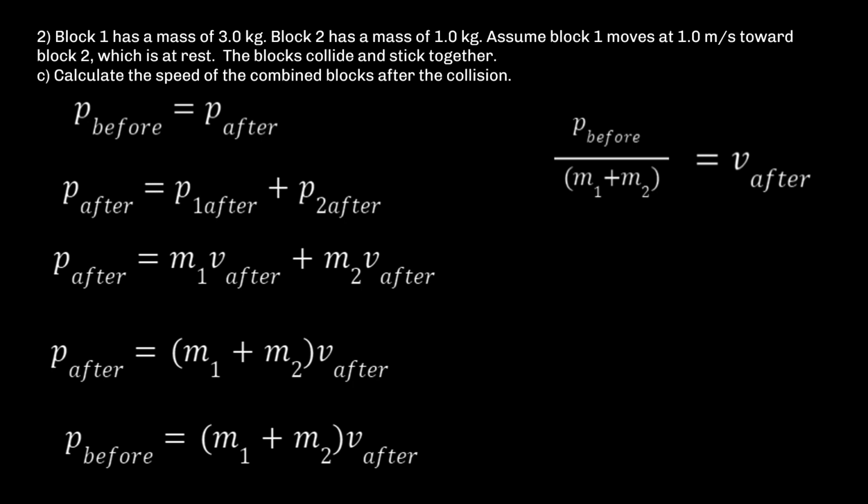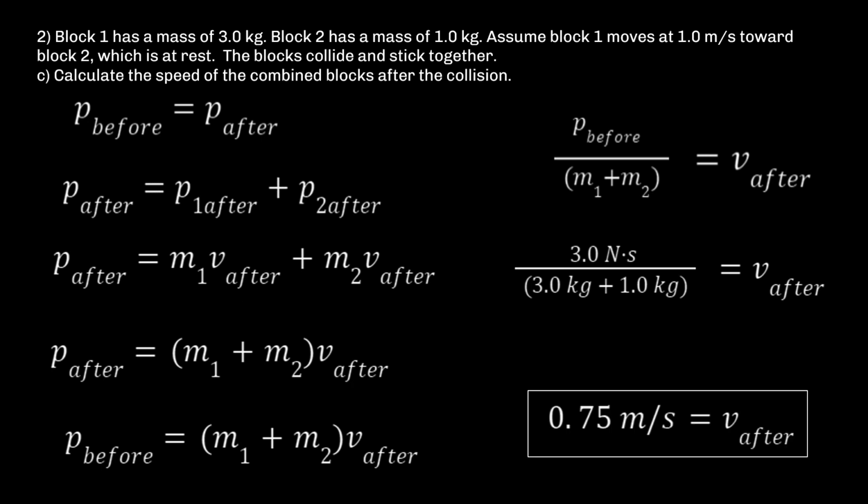Now I'm going to plug in my numbers. Remember, my momentum before the collision was 3 newtons times seconds, and my masses are 3 kilograms and 1 kilogram. That's equal to my velocity after. Essentially, that leaves me with 3 newtons times seconds over 4 kilograms. If you plug 3 over 4 into your calculator, you're going to end up with 0.75 meters per second as my velocity after the collision.